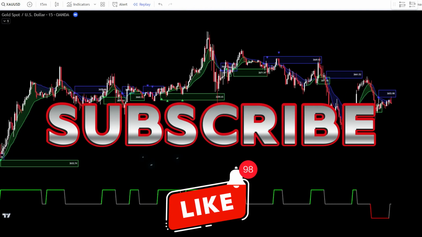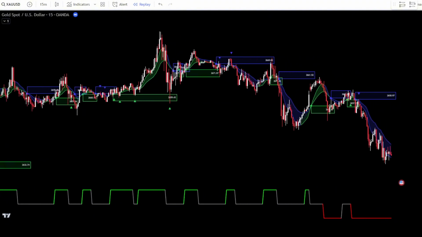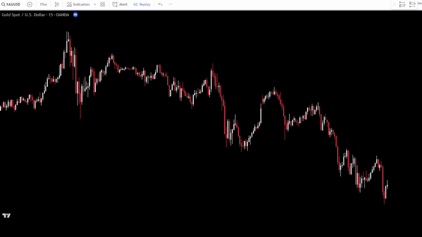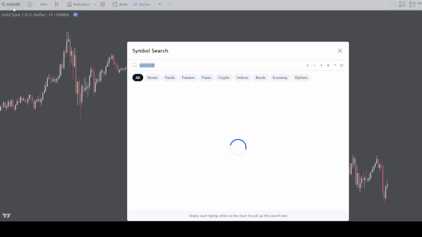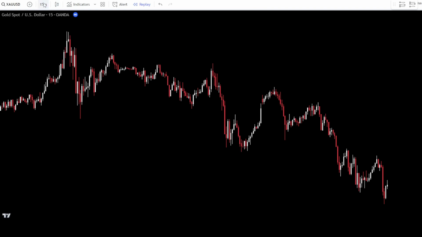If you want to use this trading strategy, the first step you need to take is to log into TradingView. Since this example uses the gold pair, set the pair to XAU/USD. Then, set the time frame to 15 minutes.